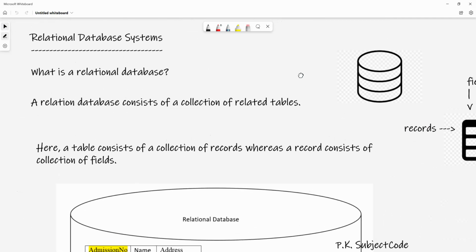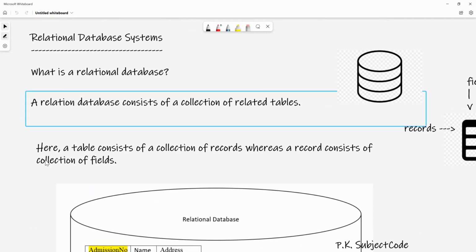Now, our topic. There are many types of database systems out now. We have relational databases, we have non-relational databases. In other words, sometimes we call them SQL databases and NoSQL databases. There are many, but one more important type that we are going to discuss is relational database systems.